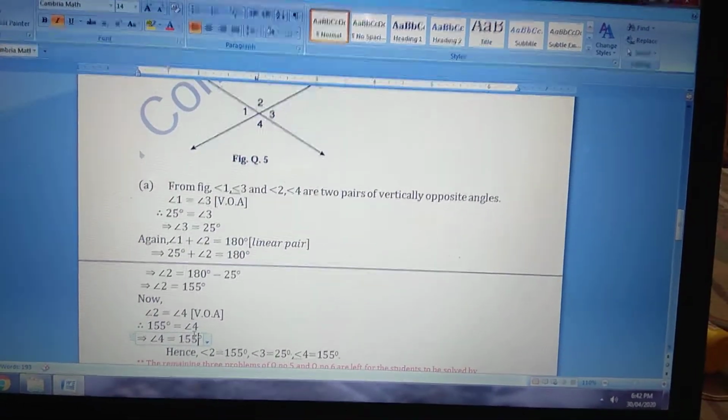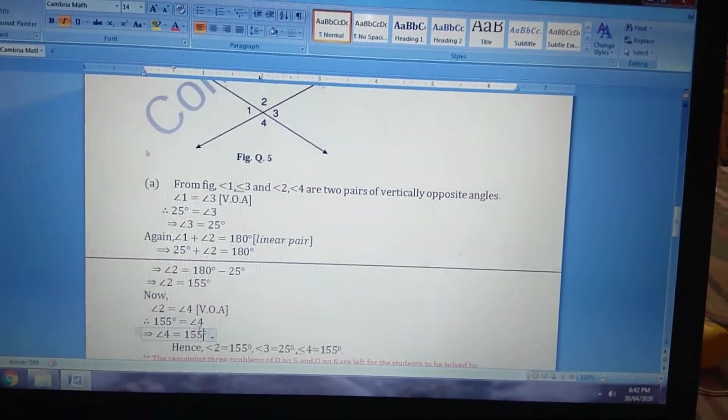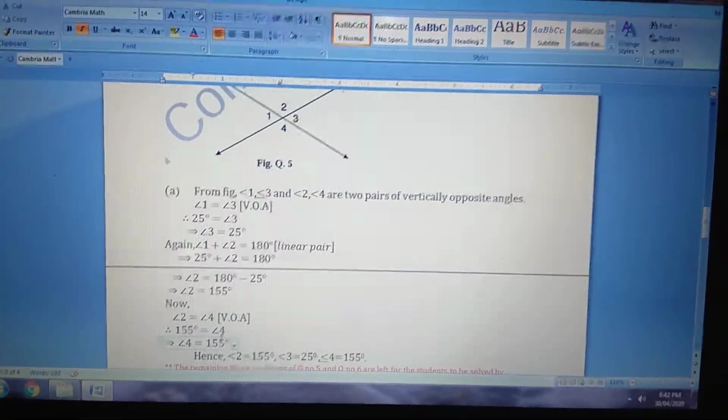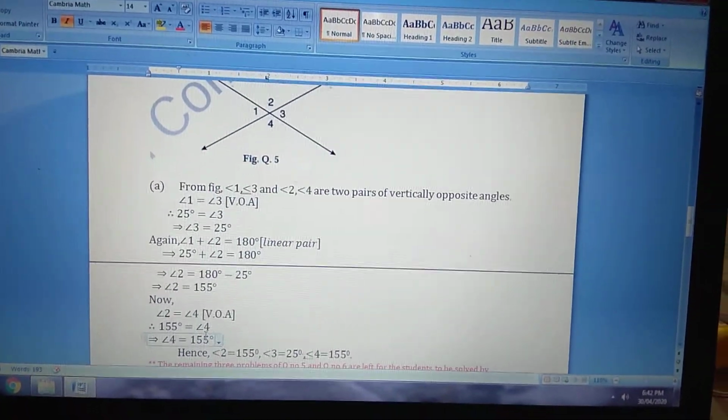So question number 6 is the same as question number 5, so it is left for the students to be done by themselves. Now I will go to question number 7.